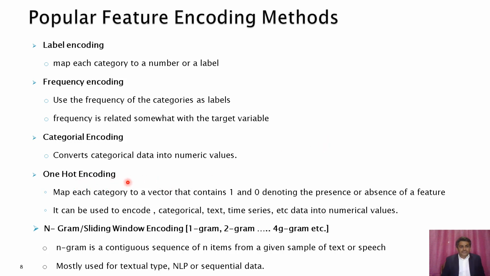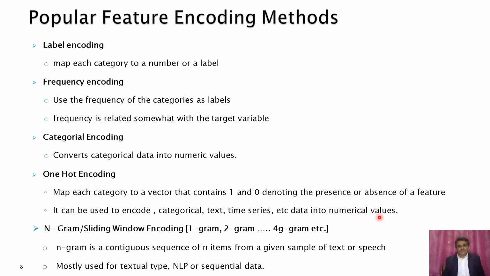The next is one-hot encoding. In one-hot encoding, we map each category to a vector that contains 1 and 0, denoting the presence or absence of a feature. It can be used to encode categorical text, time series, etc. data into numerical values.